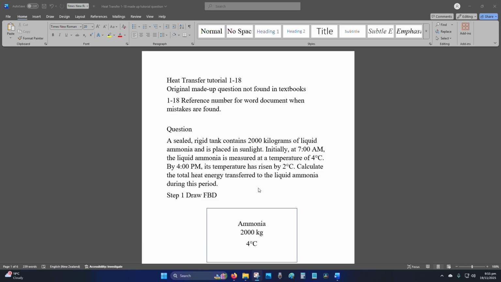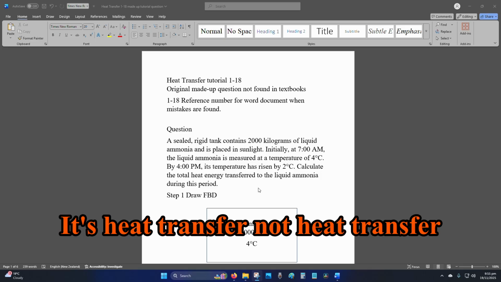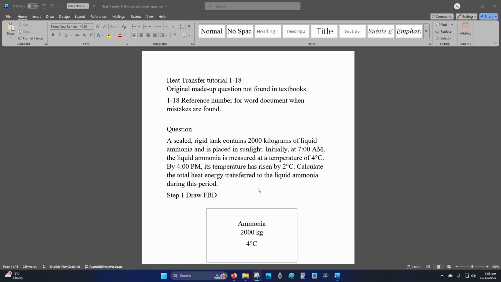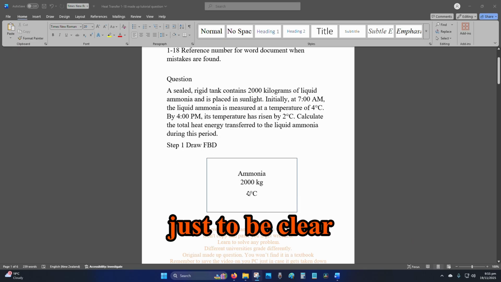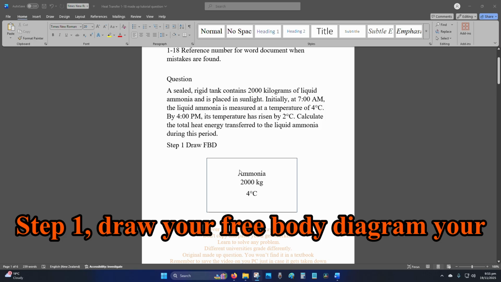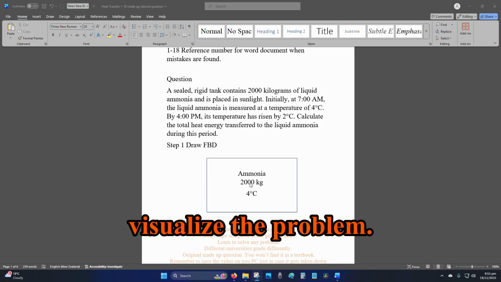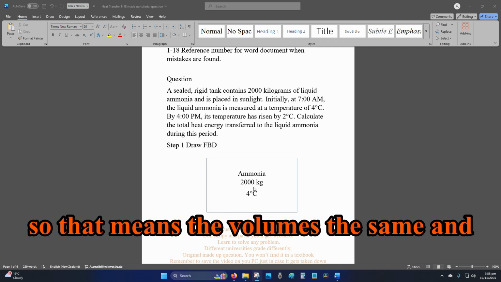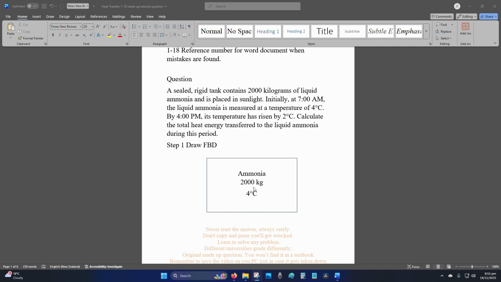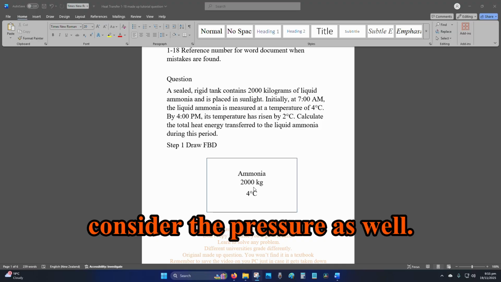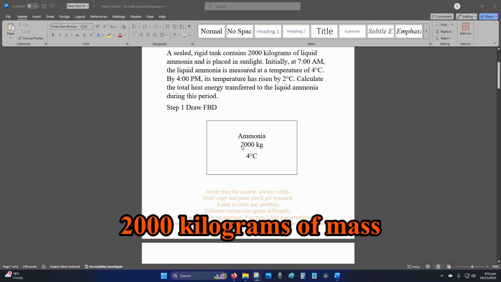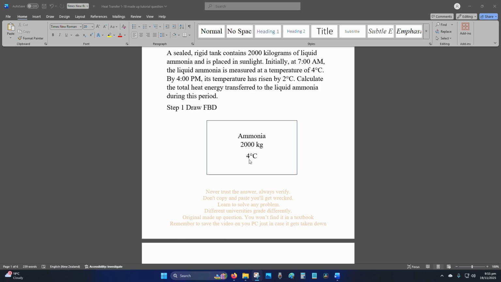So don't get confused. It's heat transfer, not heat transfer rate. So it's Q, not capital Q dot. Just to be clear, step 1, draw your free body diagram, your FBD. This will help you visualize the problem. So, rigid tank. That means the volume's the same, and that means we have to consider the pressure as well. Alright, so ammonia, 2,000 kilograms of mass, 4 degrees Celsius.